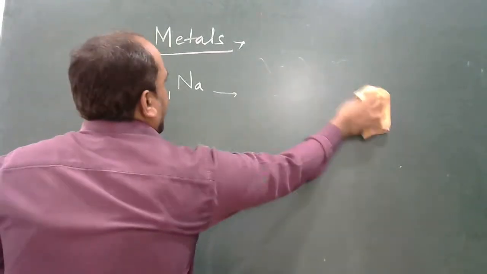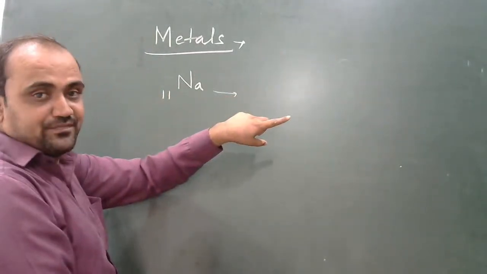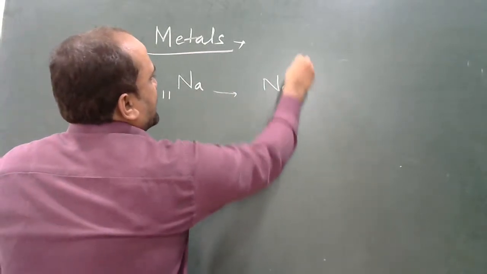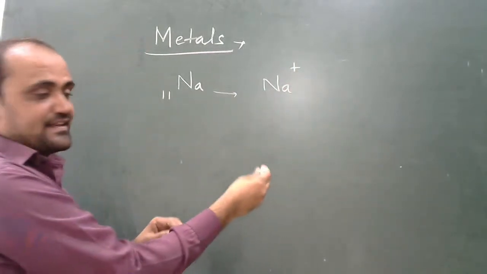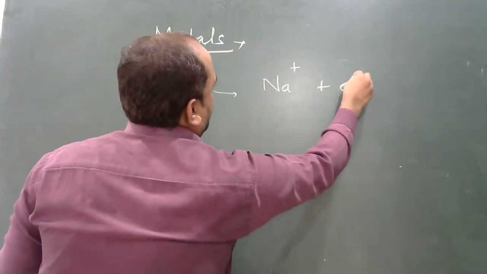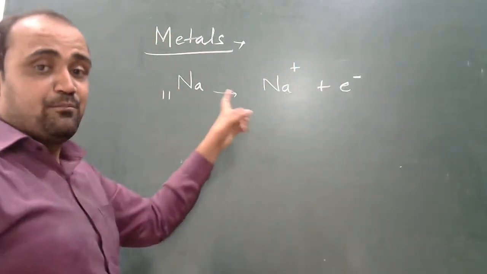So 2, 8, 1: एक इलेक्ट्रॉन हा देऊन टाकतो. एक इलेक्ट्रॉन दिला आणि दिल्यानं Na+ होणार. So Na → Na+ + e-.